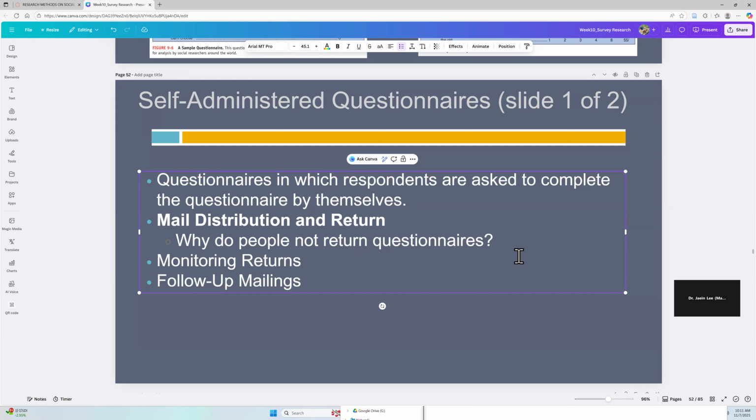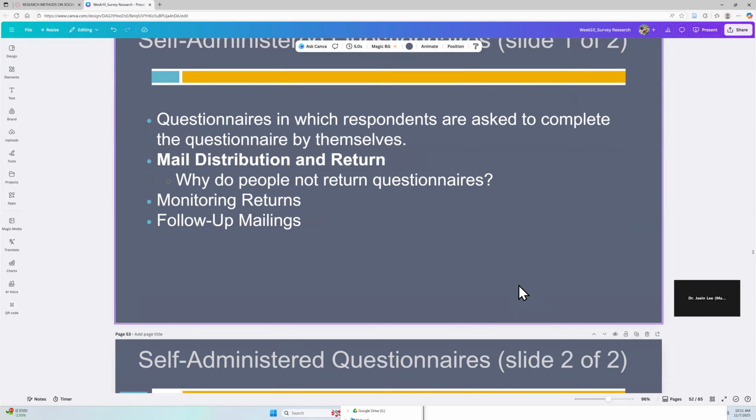So why do people not return questionnaires? Because it's too annoying, and it's very hard to monitor returns and to follow the mailings. So it's very expensive. It takes a long time.